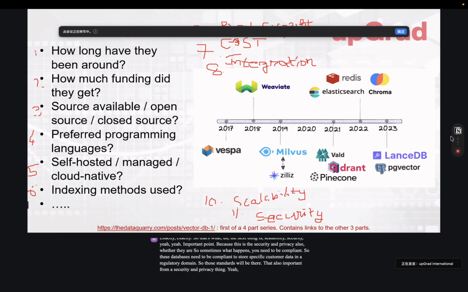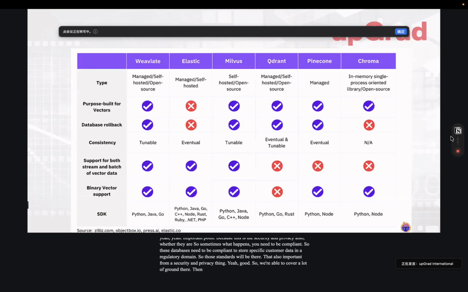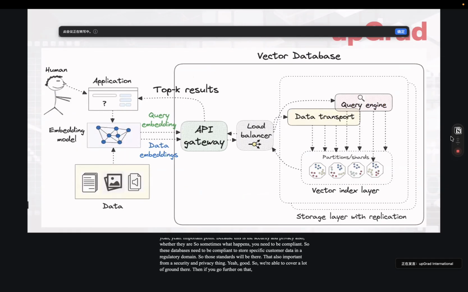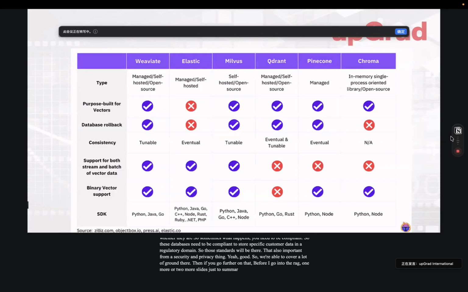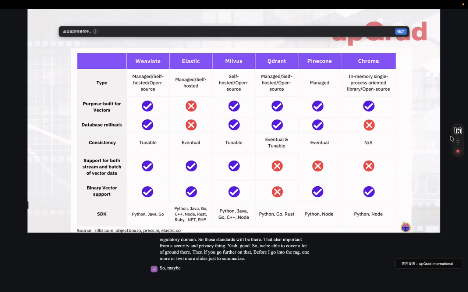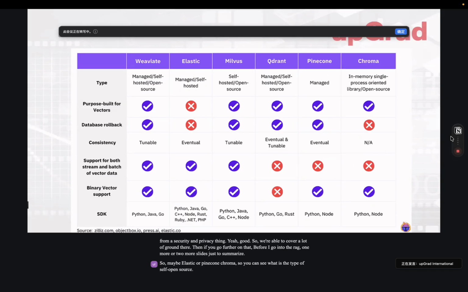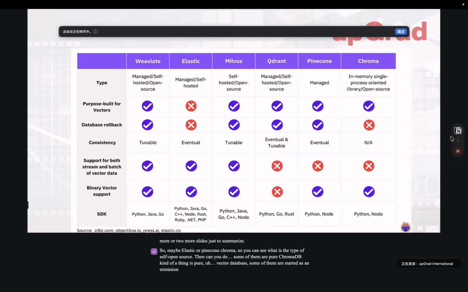Yeah, good. So we're able to cover a lot of ground there. Then if you go further on that, before I go into the RAG, one or two more slides just to summarize. So maybe Elastic or Pinecone, Chroma. So you can see what is the type of it, whether self-hosted or open source. Some of them, like ChromaDB, are a pure vector database.